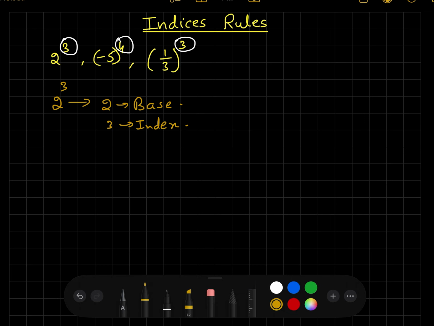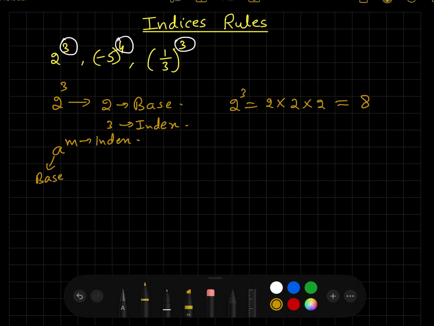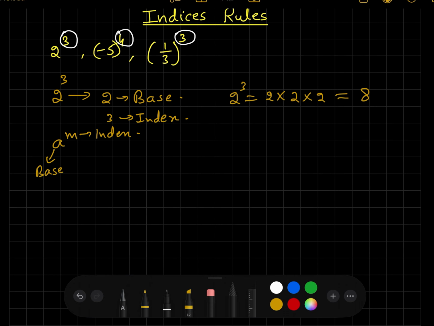In general, I can say a raised to m, where a is my base and m is the index. Clear? So 2 raised to 3 means what? 2 raised to 3 means 2 multiplied by itself 3 times, 2 times 2 times 2, which is equal to 8. So this is the main basic thing. Now let us come to the rules we follow while solving these.